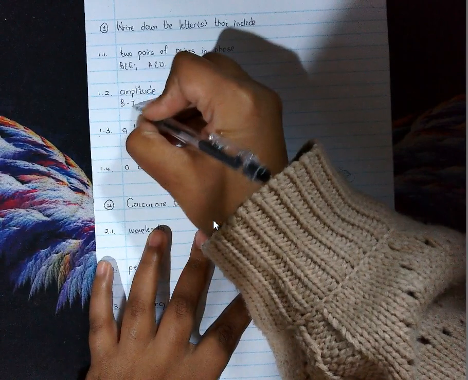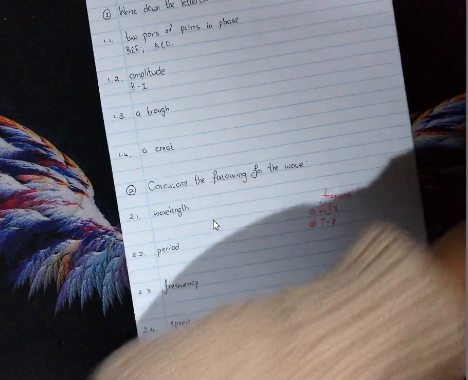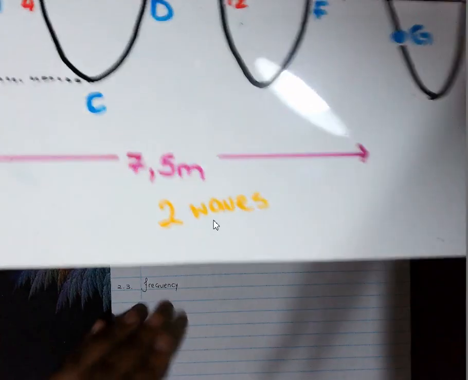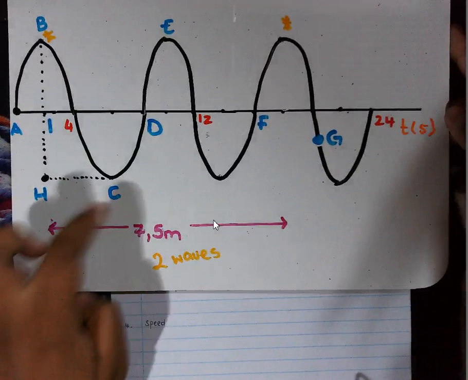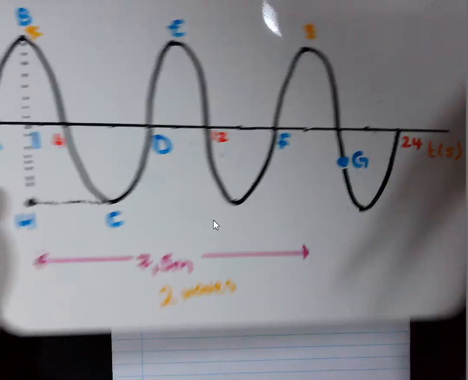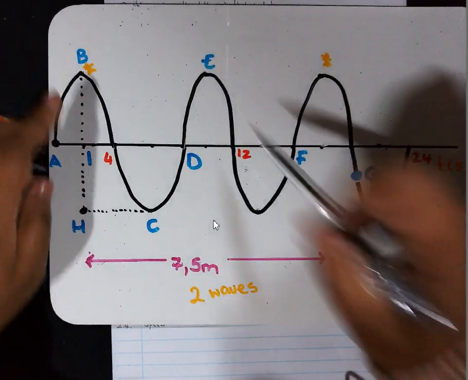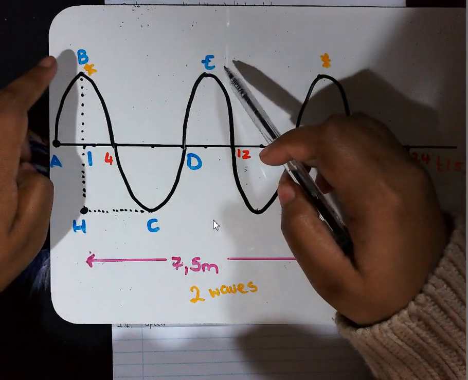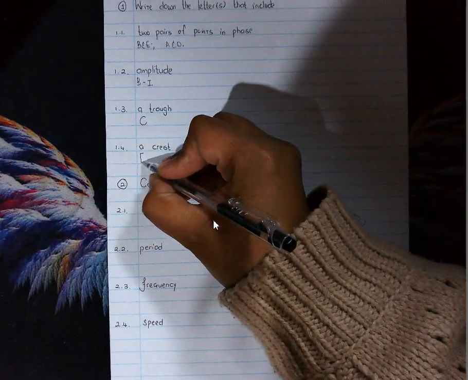These ones are just straight observation. They want a trough, so C is the only trough, so that is point C. And then they ask for a crest. We can either say B or E. Let's go with E.